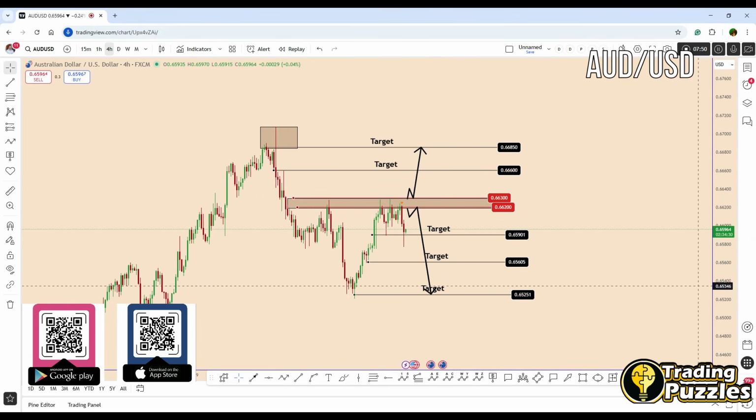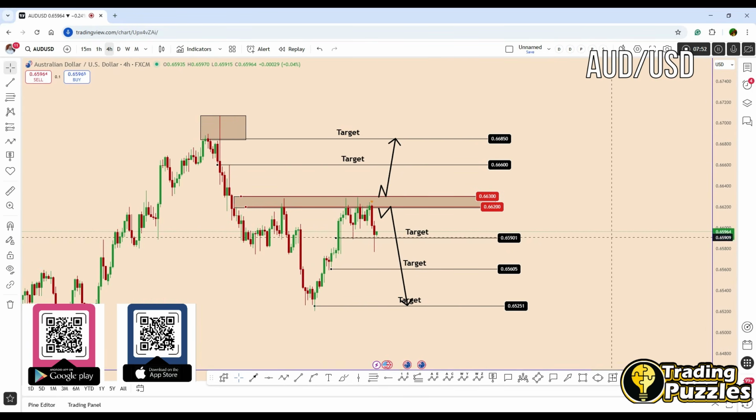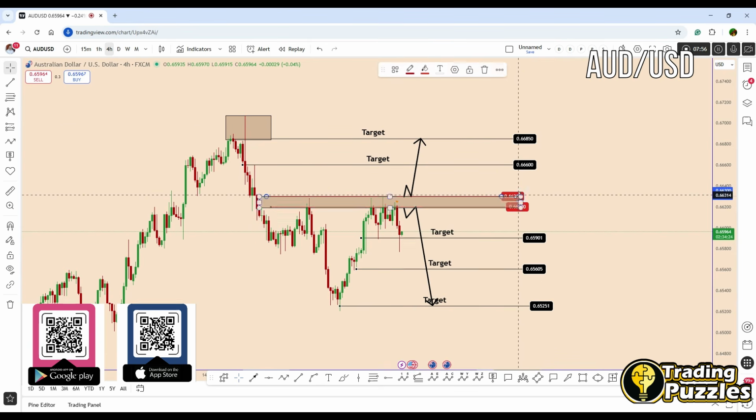So this is the trading plan for AUDUSD and how we can calculate the risk from the app. It's very useful, very easy to be used to calculate the units, to calculate the risk, and also the risk amount.